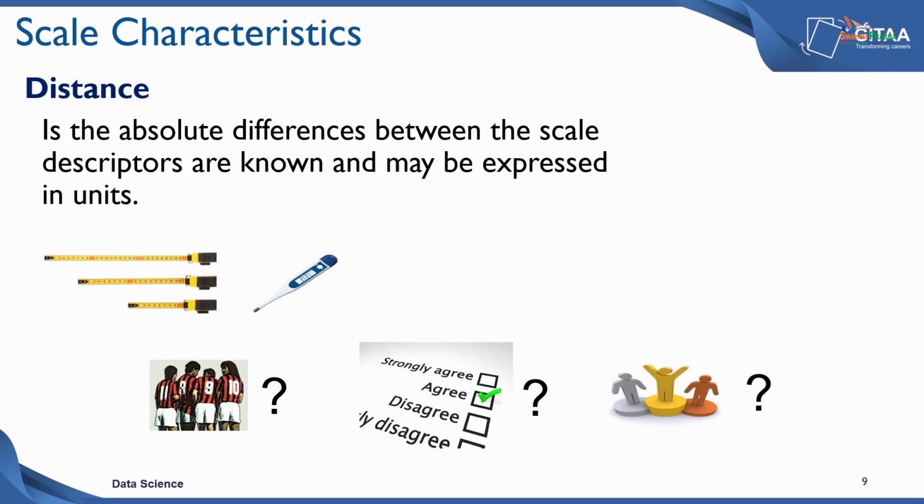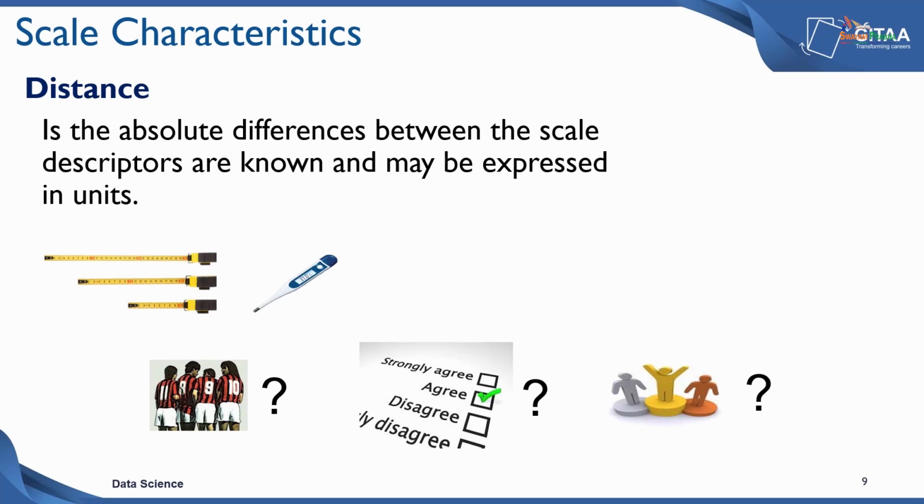The third characteristic is really the distance. Not only are we able to say one is greater than, lesser than, better than or poorer than, but we are also able to quantify the difference. So the absolute difference between the scale descriptors is known and it can be expressed in certain units. When two cylindrical pieces are measured, one of them is 6 inches and the other one is 3 inches, we can say the one which measured 6 inches is greater and it's greater by 3 inches. So is the case with temperature: if there are two different temperature measurements, one of them is 40 degrees Celsius and the other one is 37 degrees Celsius, we know that one of them is 3 degrees Celsius higher than the other one.